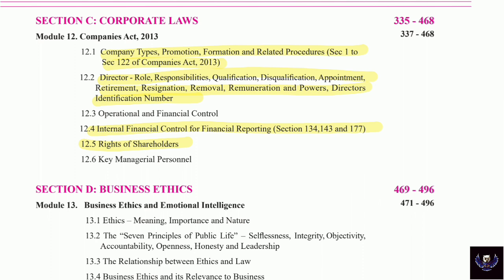Then operational financial control and key managerial personnel are hardly less than a page in the board material itself, so you can ignore them or give a single reading. But it is not advised to ignore them because you might get an MCQ. You cannot lose 2 marks by ignoring half a page. So when we come to the Companies Act, we will discuss it clearly because it has the highest weightage.